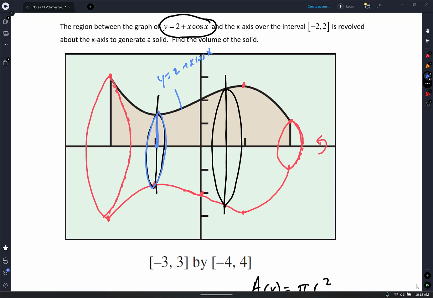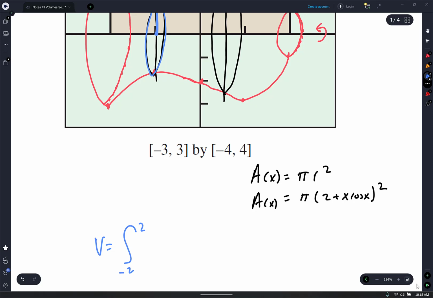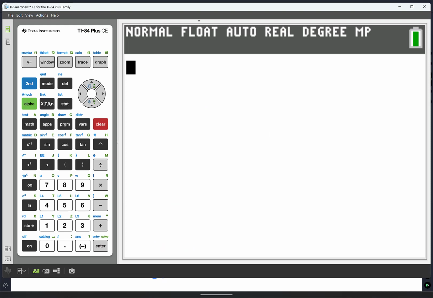For the volume, I'm going to integrate from where to where? Negative 2 to 2. So the integral from negative 2 to 2 of pi times (2 plus x cosine x) squared, and then finish it with a dx. The most common way it's written is: volume equals pi on the outside, integral from negative 2 to 2 of (2 plus x cosine x) squared dx, and that's it. We just type it in our calculators. Take your calculator. Make sure it's in radian mode. Mine is in degrees, so let me put it in radian.